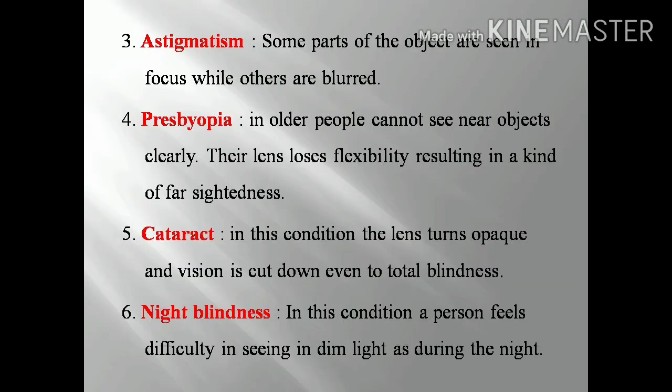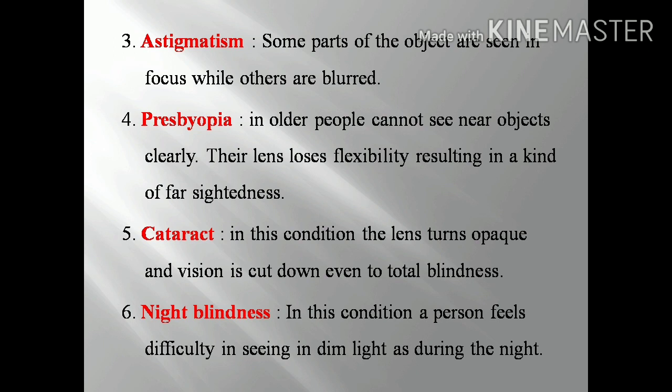Next, astigmatism. It is a defect in which some parts of the object are seen in focus while others are blurred. Here only some parts we can see and the remaining parts appear blurred. It arises due to the uneven curvature of the cornea. This defect can be corrected by using cylindrical lenses. Next, presbyopia.